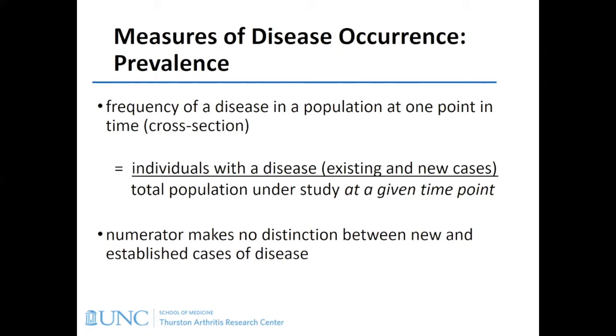And the way that we calculate this is we just count up everybody who has the disease that we're interested in, whether they've had it for a long time, we would consider them existing cases, or whether they're new cases where they've just been diagnosed. And then we just look at these individuals with disease compared to the total population at a given time point. So the numerator doesn't make any distinction between new and existing cases.